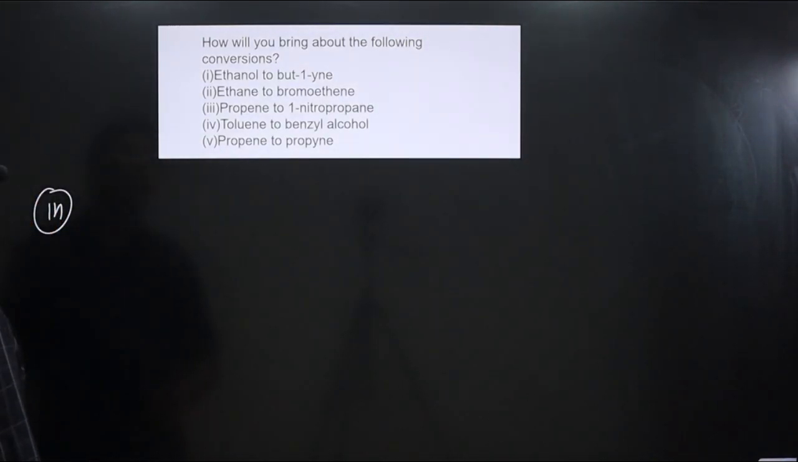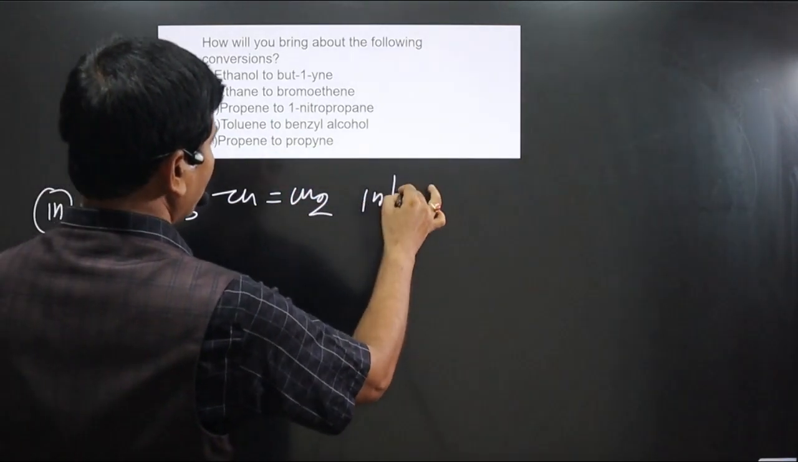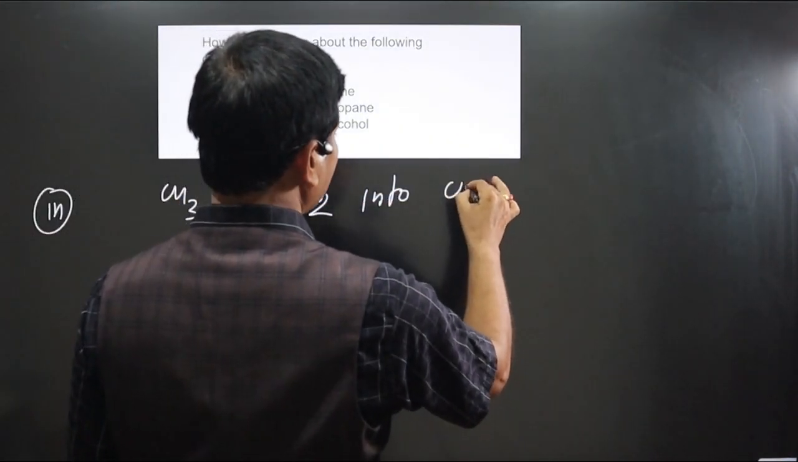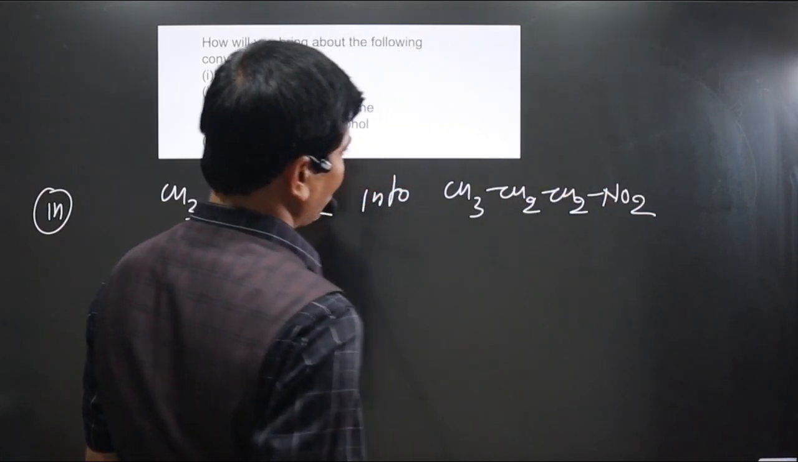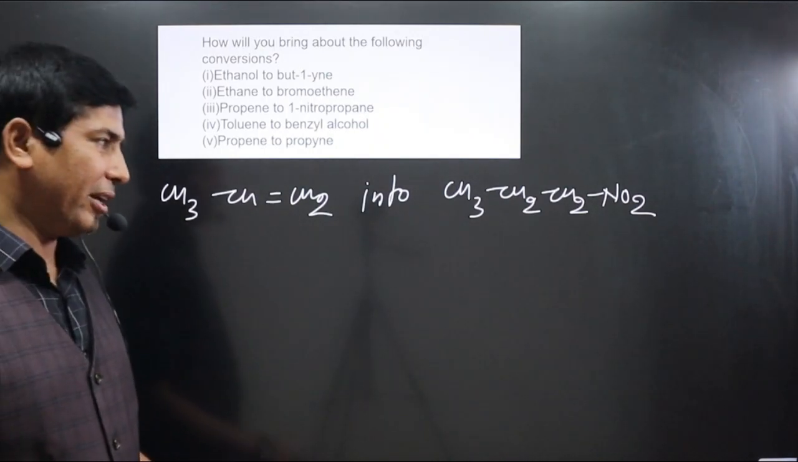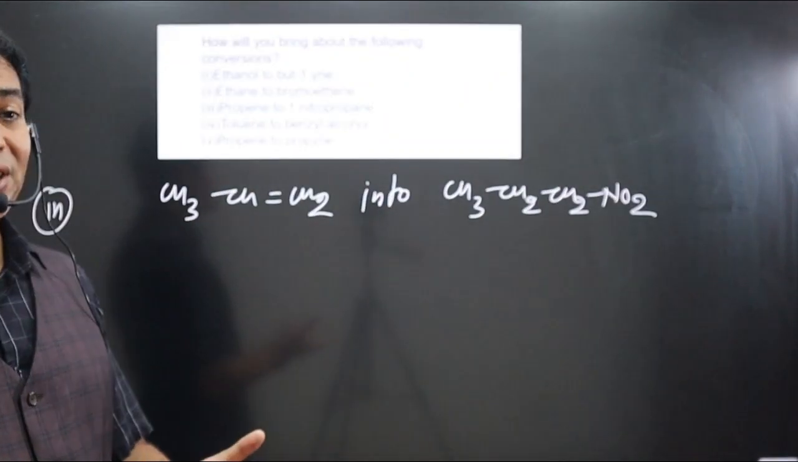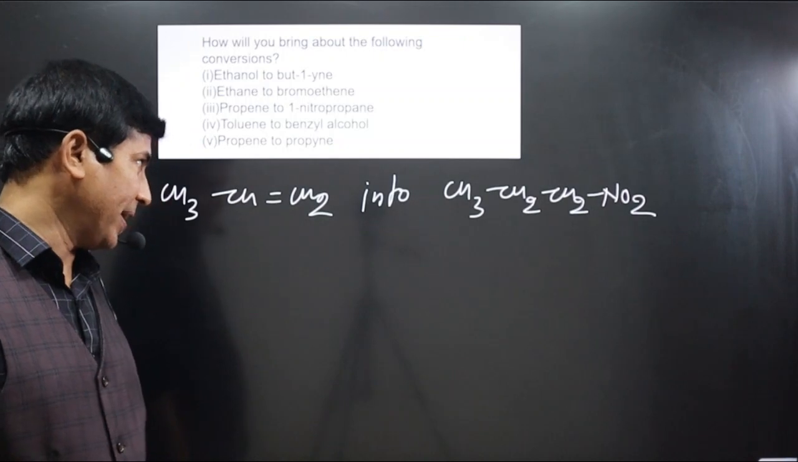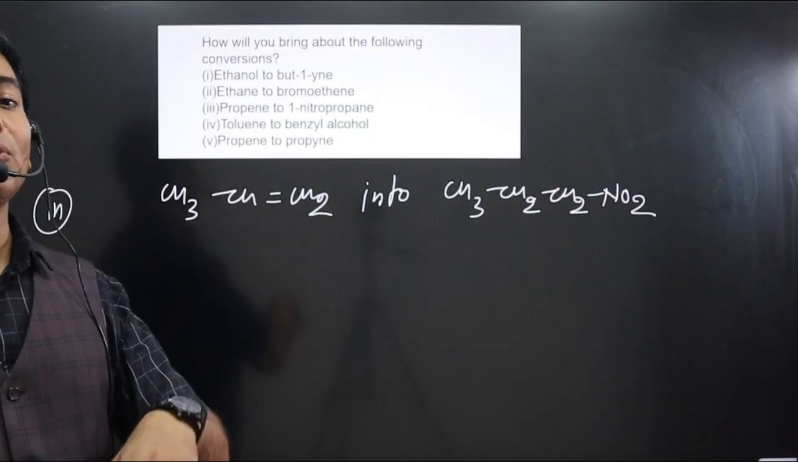Third conversion: it says propene, CH3, CH double bond CH2, is to be converted into 1-nitropropane. This is CH3, CH2, CH2, NO2, 1-nitropropane. Now, directly we cannot carry out nitration because it is not an aromatic reaction, where you can carry out nitration, that is an electrophilic substitution reaction. Okay, so first of all we can convert into alkyl halide, and then we make it react with AgNO2.